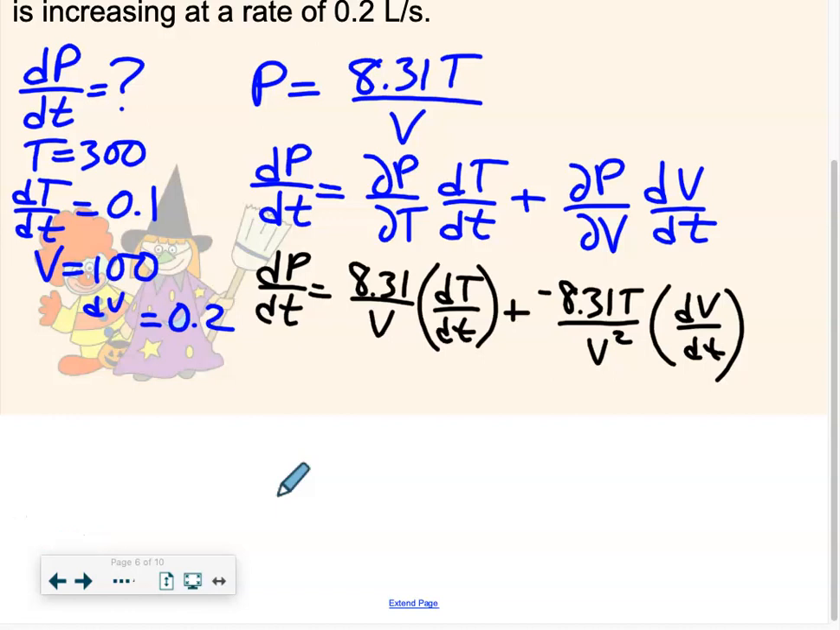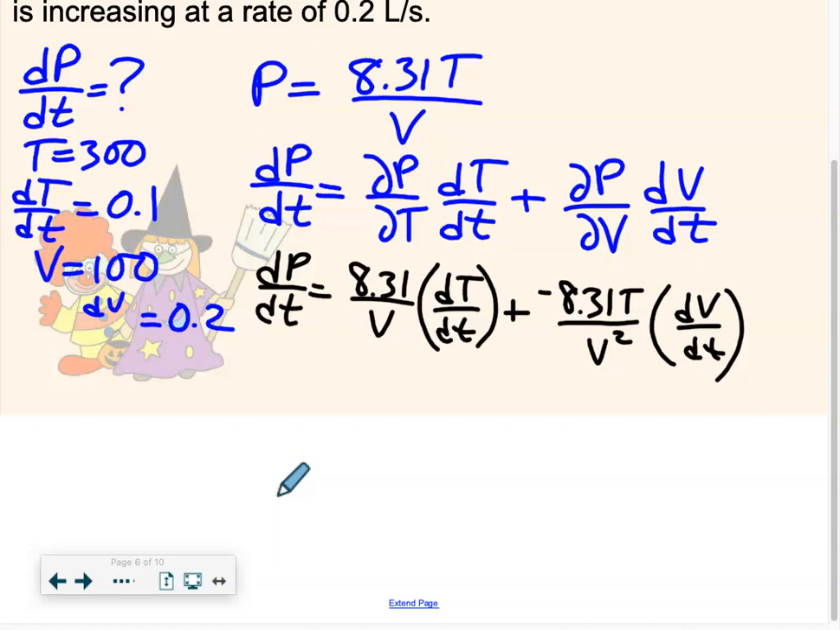So then you're just plugging in all your numbers. So let's see. Okay, so 8.31 divided by 100 times, what's dT/dt? 0.1?